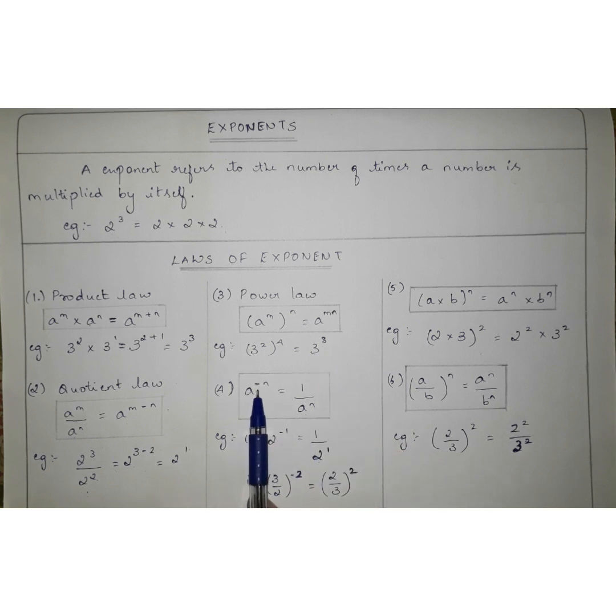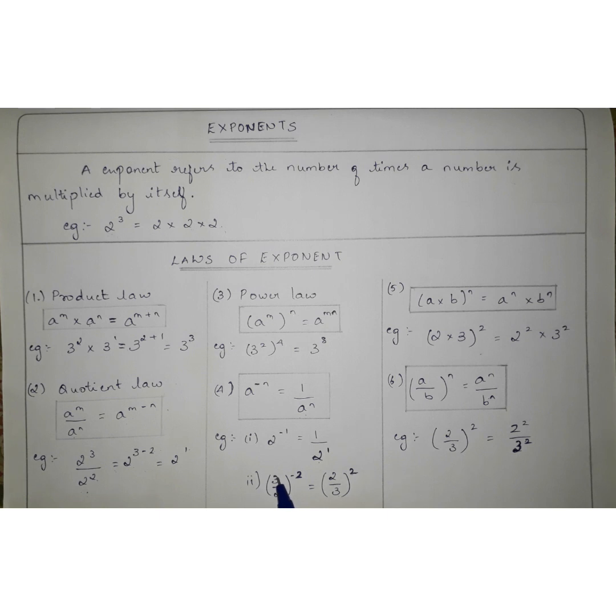Next is a to the power minus n is equal to 1 by a to the power n. This formula is to take the negative sign away from the exponent. For example, 2 to the power of minus 1 is equal to 1 by 2 to the power 1. See, we are going to take this minus sign away from the exponent, and how we do it is we just take the reciprocal. We take the reciprocal of this 2, which is 1 by 2. The power remains the same, the only difference is it has been reciprocated and the sign has been taken away.